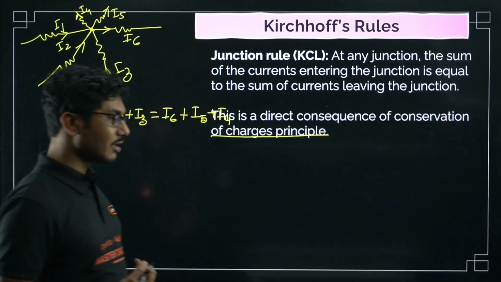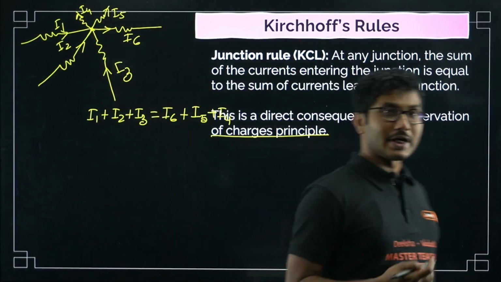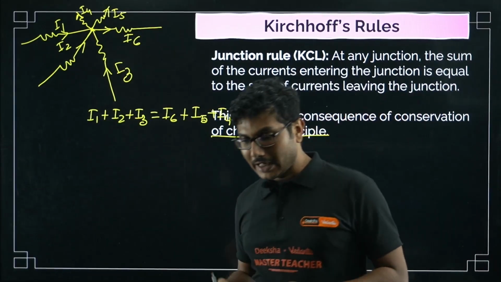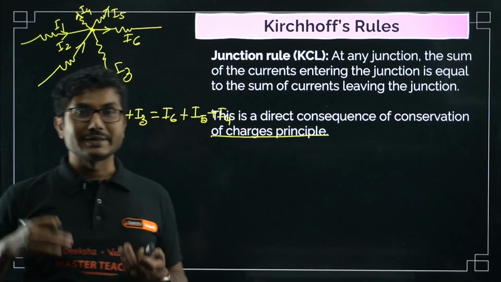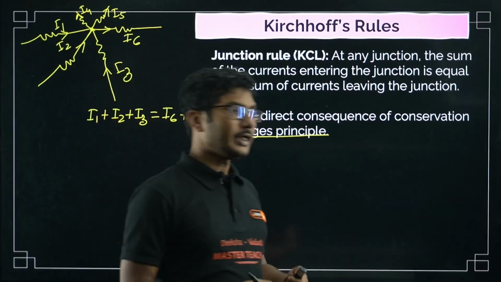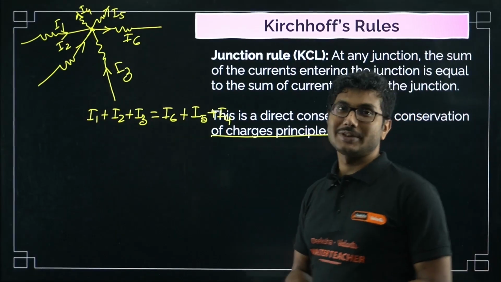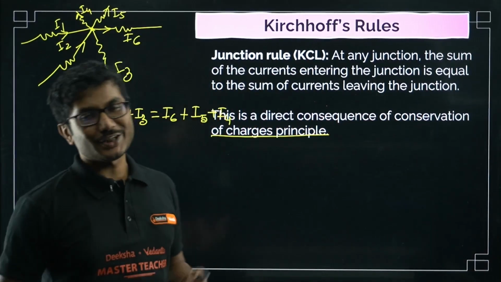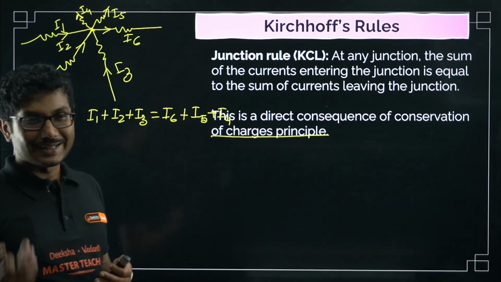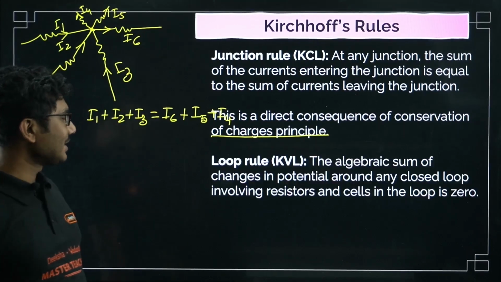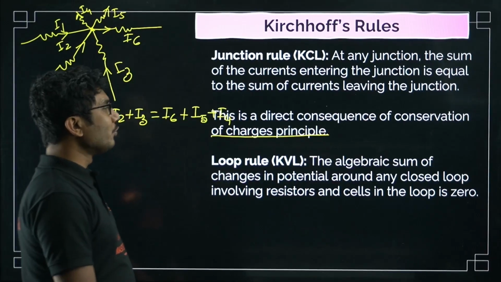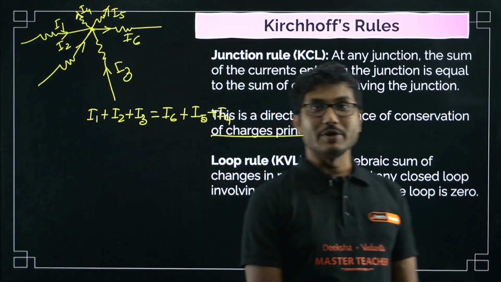So Kirchhoff's current law is basically saying that the charge entering the junction, the same amount of charge should exit the junction per unit time. Now what is charge per unit time? Charge per unit time is current. So current entering the junction should be equal to current exiting the junction. As simple as that. Now next is the loop rule, also called Kirchhoff's voltage law.